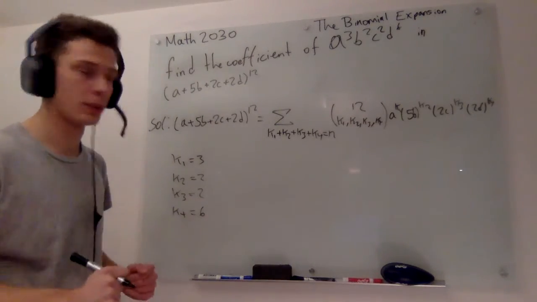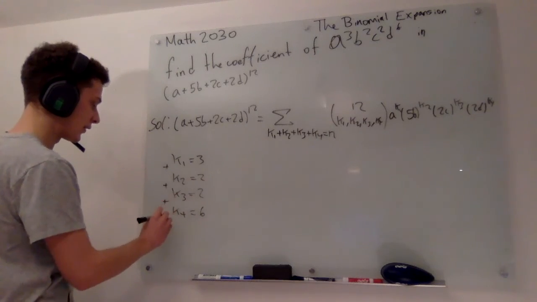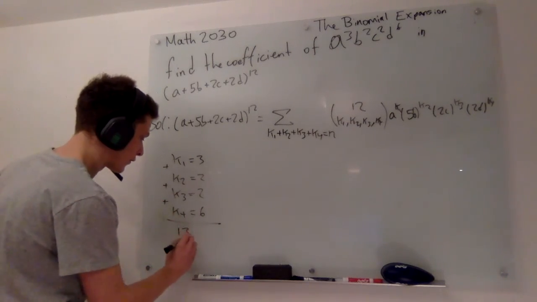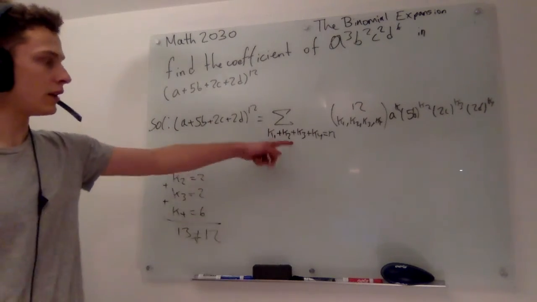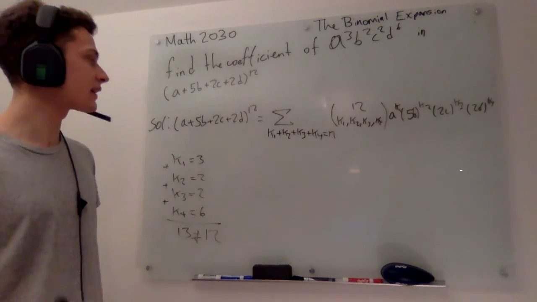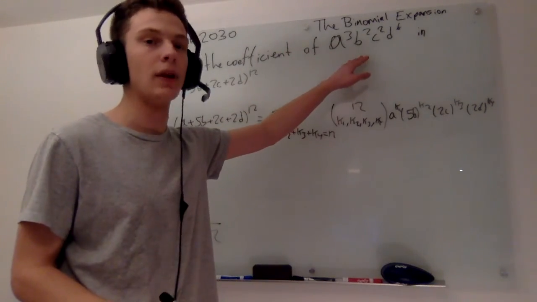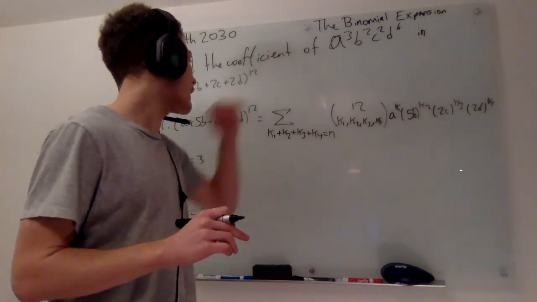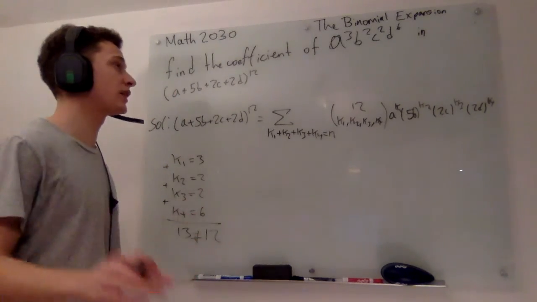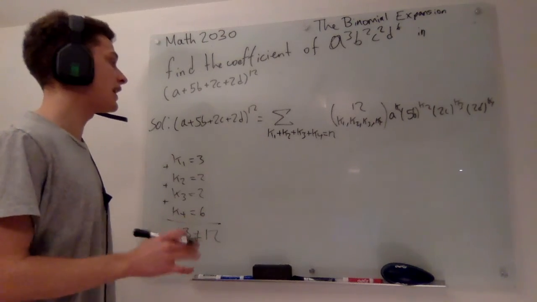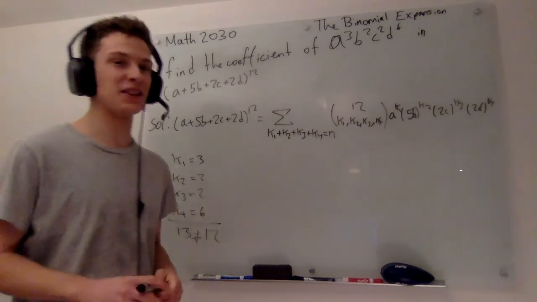Here's the really important part. We notice that if we sum all of these together, we get 13. This is not 12. What that is telling us now is that this term does not appear in our multinomial expansion. So in fact, there is no coefficient of a cubed, b squared, c squared, d to the 6 in our expansion.